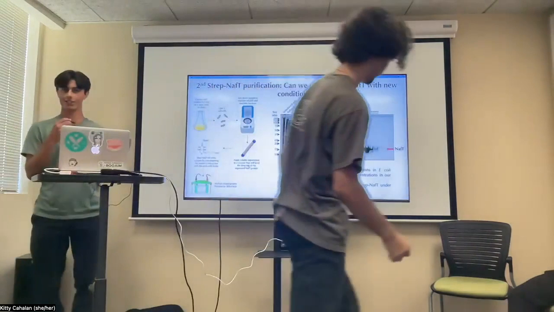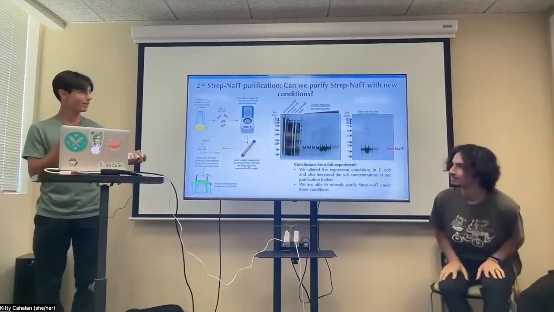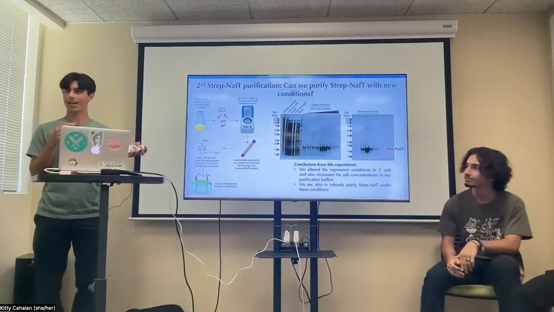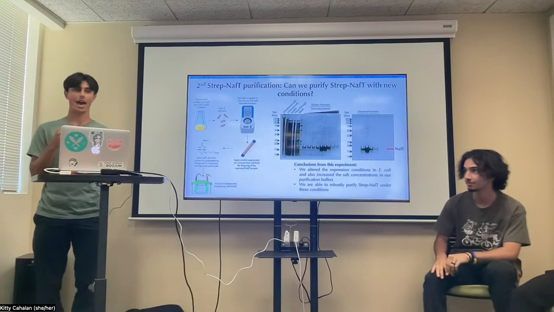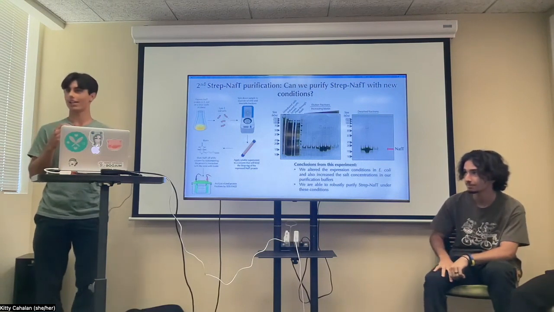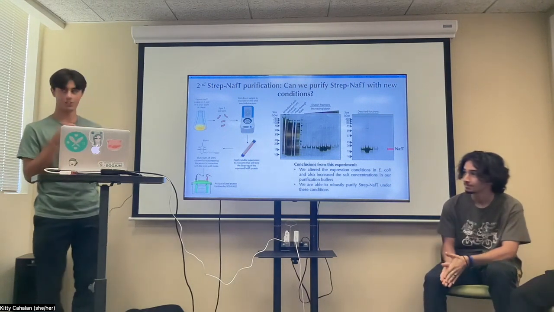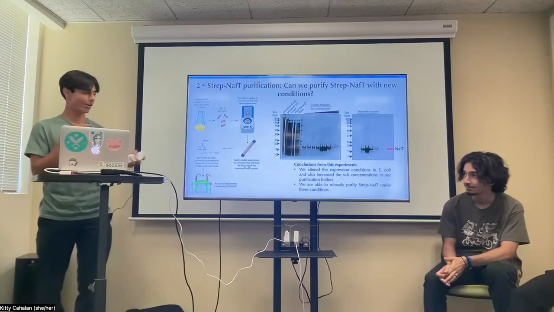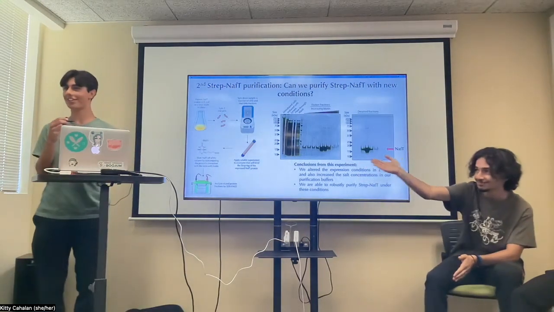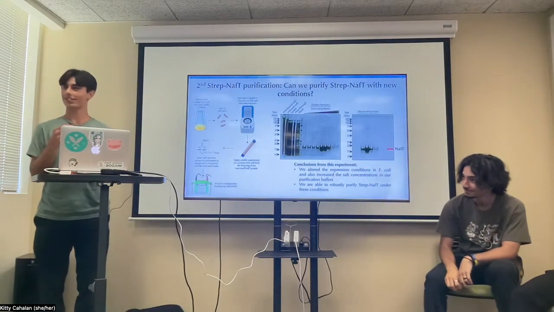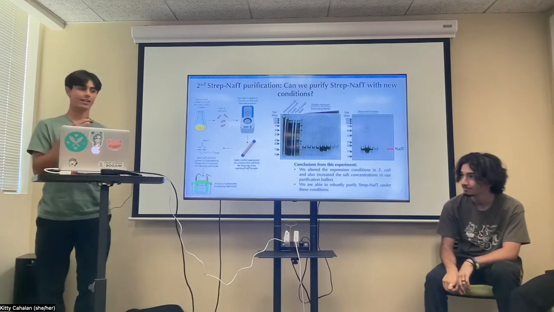So using these new conditions, we tried a second purification test where we used the exact same steps as the first test, except we added salt to the buffers, because adding salt to the buffers is supposed to increase the success rate of strep tag purification. And if you look at the gel, this time it was successful. There are the blobs at the 15 kilodalton marker, which means we were able to successfully isolate and purify the NAFT protein.